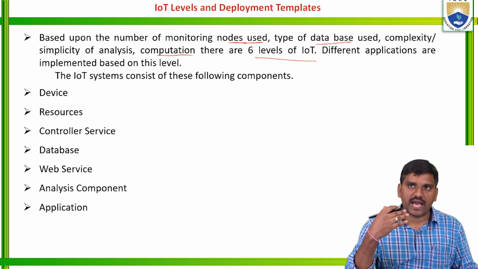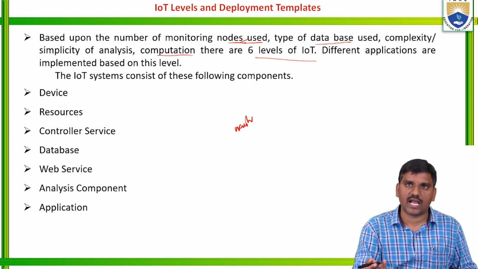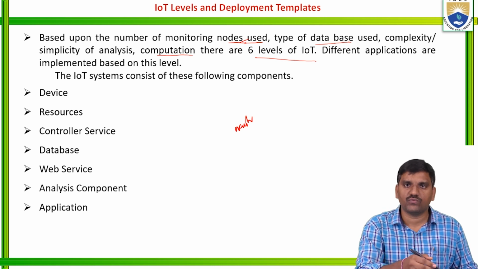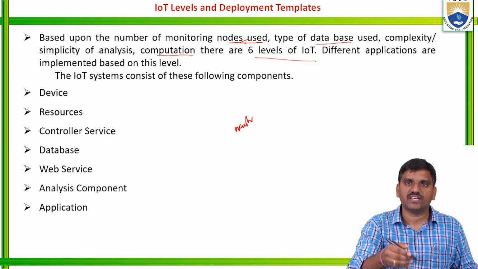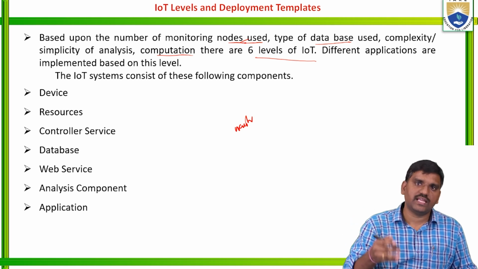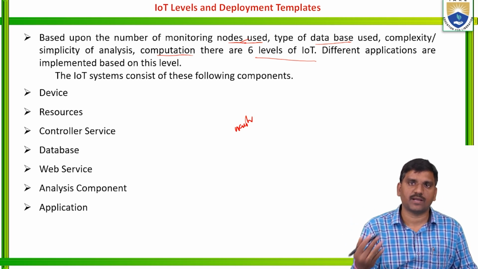Based on the monitoring nodes, types of database used, complexity of analysis, and computation, so based on these 4 factors, the levels are divided into 6 categories: level 1, level 2, level 3, level 4, 5 and 6. Every level has different specifications and different applications.